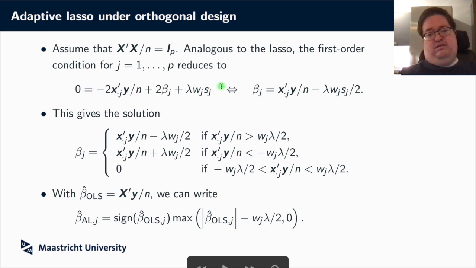So we can do exactly the same steps as we did for the lasso. We write out all these cases, and we get this solution, which actually looks very similar. The only thing that's different is that we get this multiplicative effect of these wj's here.